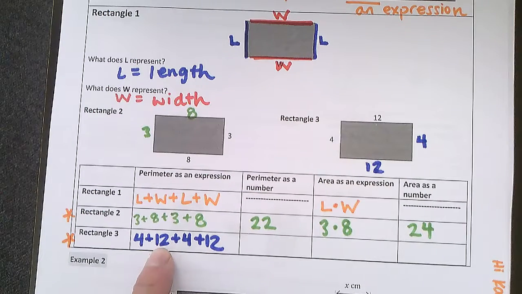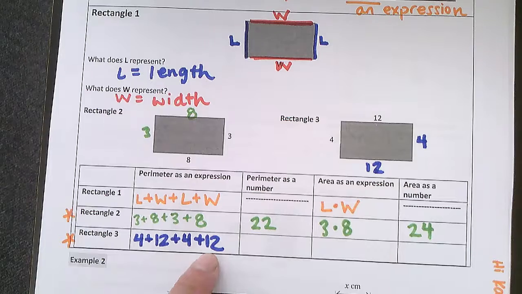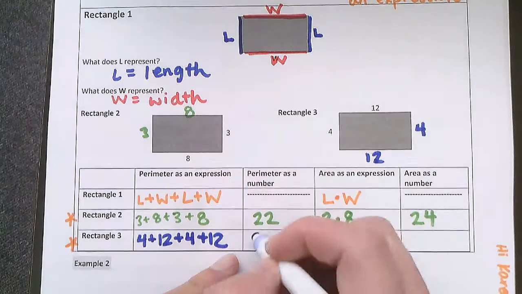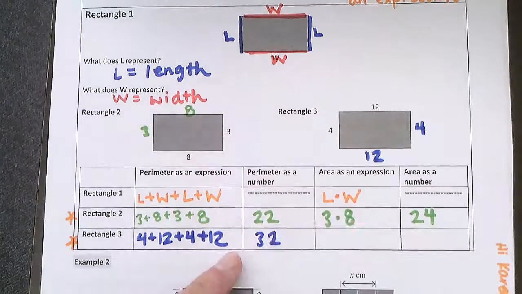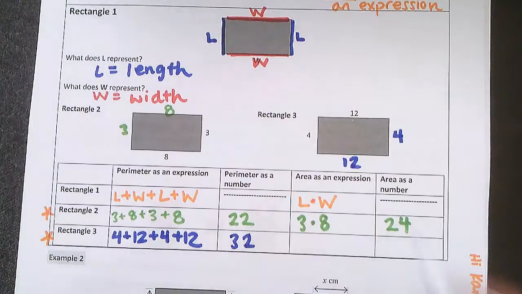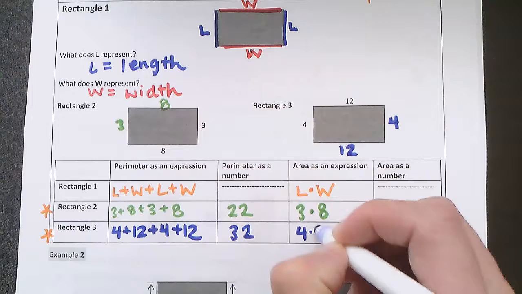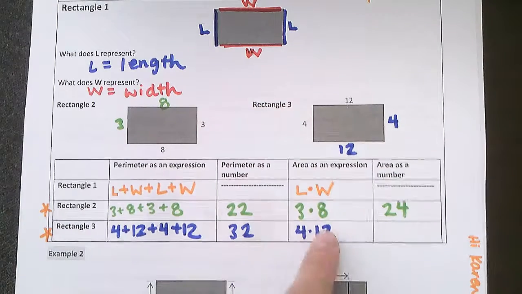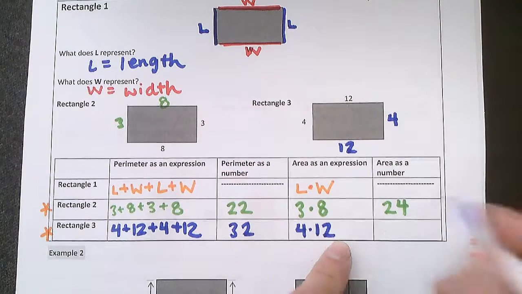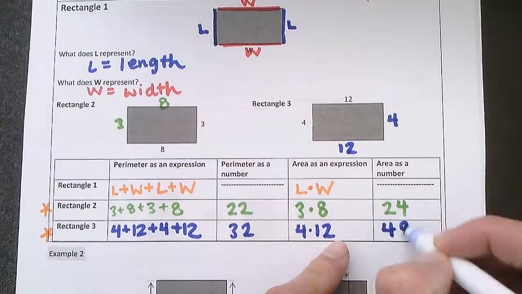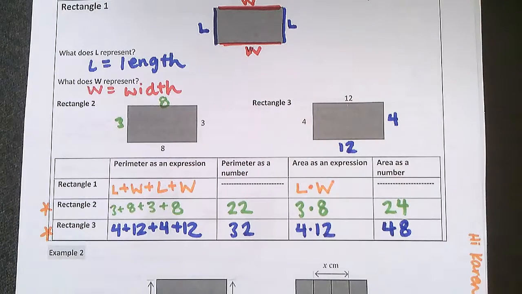4 plus 12 is 16. 16 plus 4 is 20. 20 plus another 12 is 32. So 32 is my perimeter as a number. Area as an expression, the length times the width. The length is 4. The width is 12. 4 times 12, that gives me 48. If you got all of that on your own, 2 more gold stars for you.